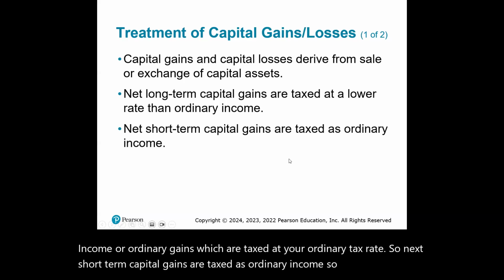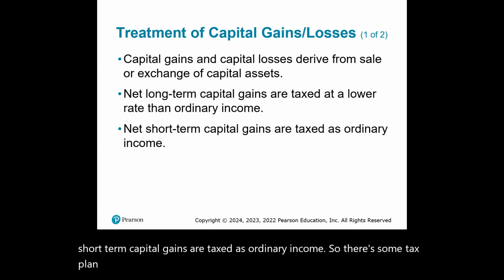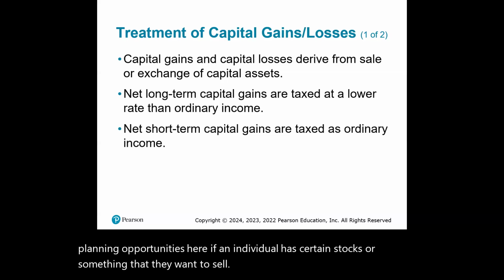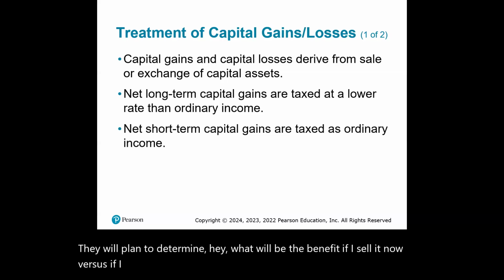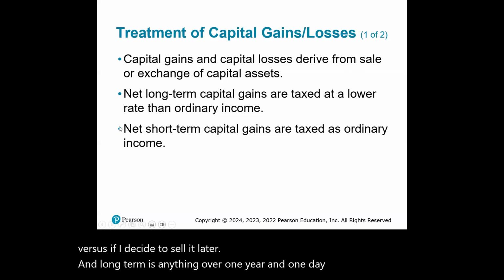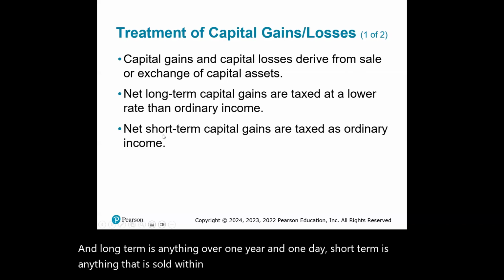So there are some tax planning opportunities here. If an individual has certain stocks or something that they want to sell, they will plan to determine, hey, what will be the benefit if I sell it now versus if I decide to sell it later. And long term is anything over 1 year and 1 day. Short term is anything that is sold within 1 year and 1 day.